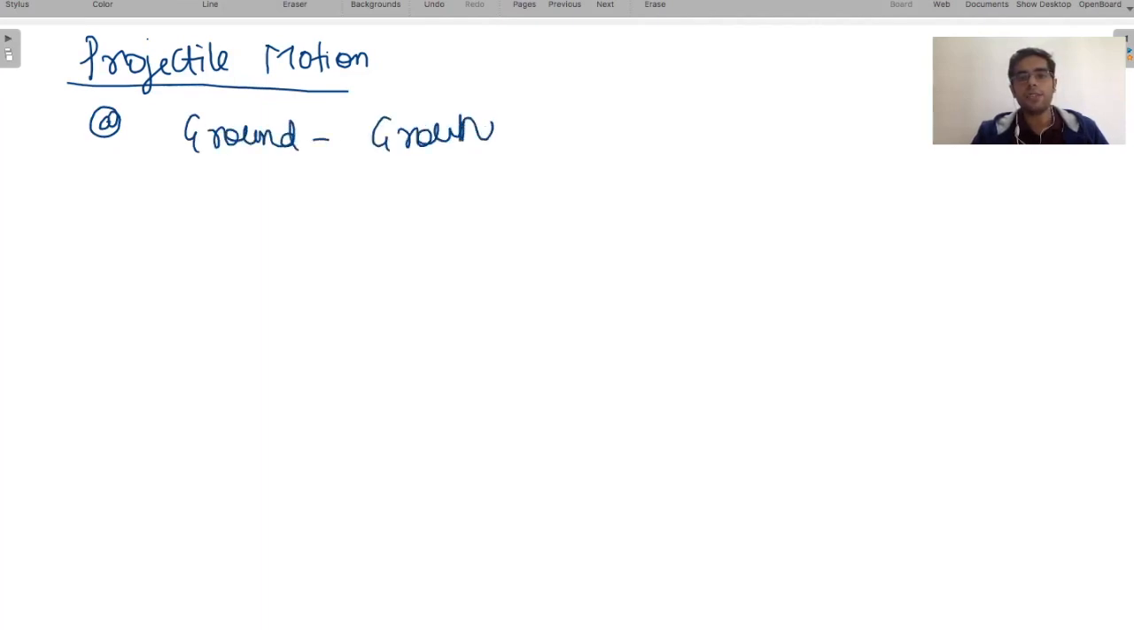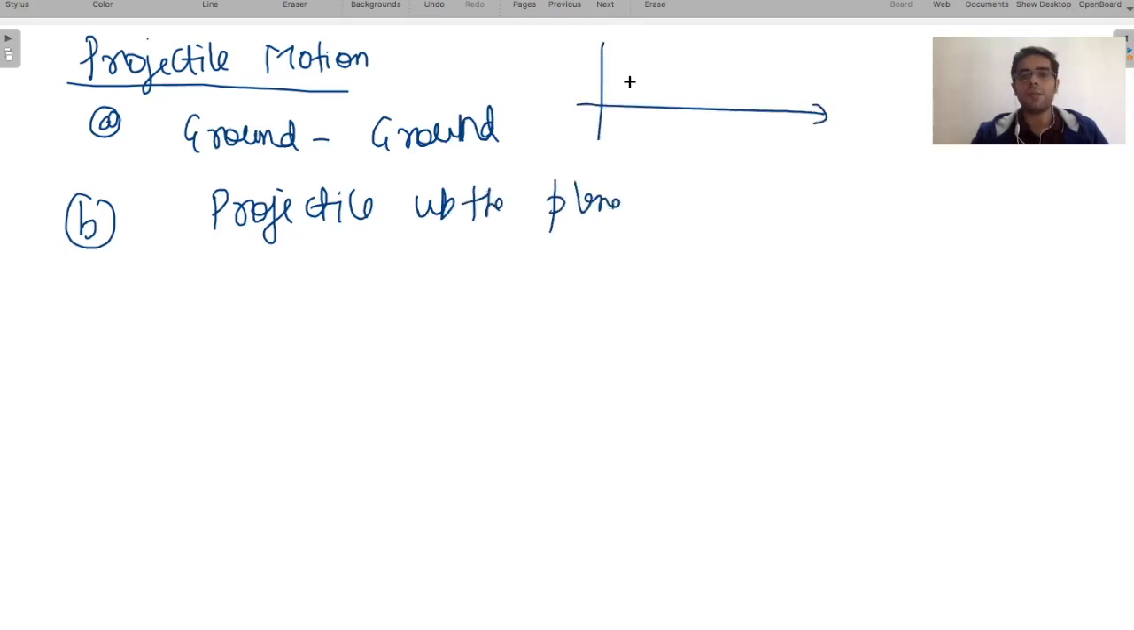There's a topic in the kinematics chapter of class 11th called projectile motion. Projectile motion is of multiple varieties. We have ground to ground projectile. We have projectile motion up the plane. Now, what is the meaning of ground to ground projectile? Ground to ground projectile is that we start from the ground and we again land back on the ground.